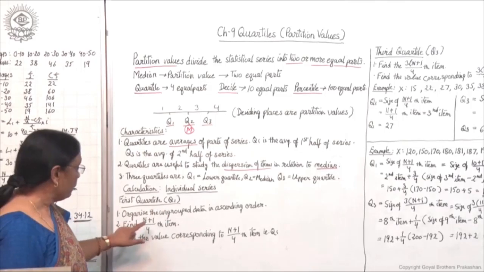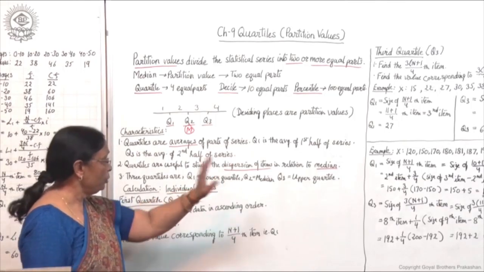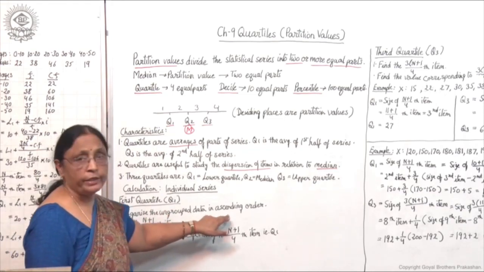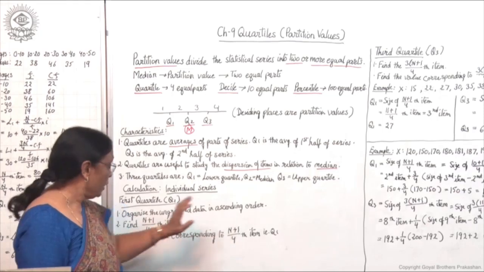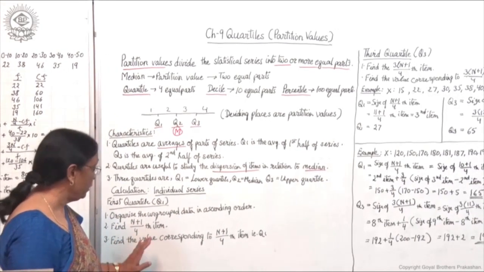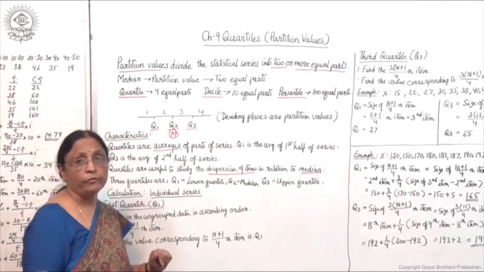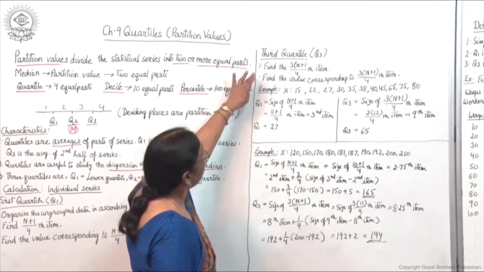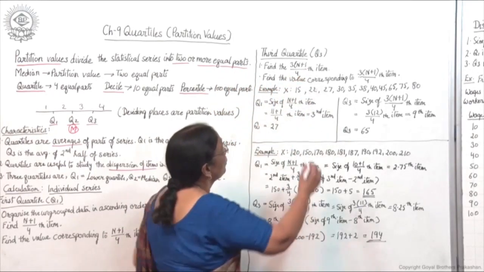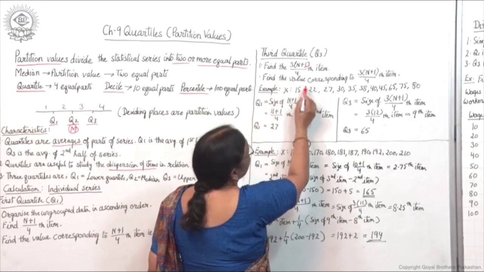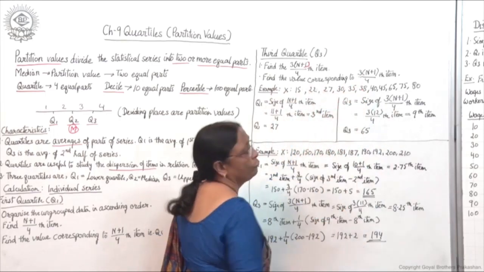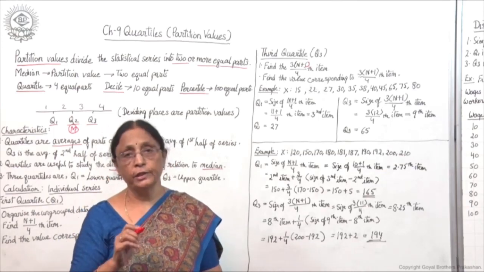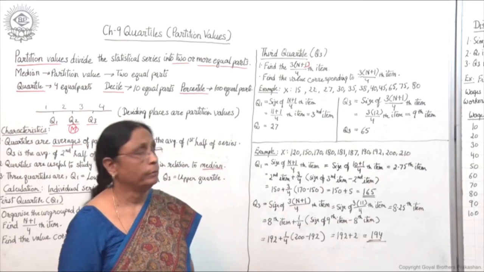Now what is the (n+1)/4th item? That will be clear to you here. So first you must have understood that the data has to be arranged in ascending order. Then we have to find the (n+1)/4th item and the value corresponding to it. For the third quartile, find the 3(n+1)/4th item and the value corresponding to it. In Q1 it was the (n+1)/4th item. In Q3 it is the 3(n+1)/4th item.